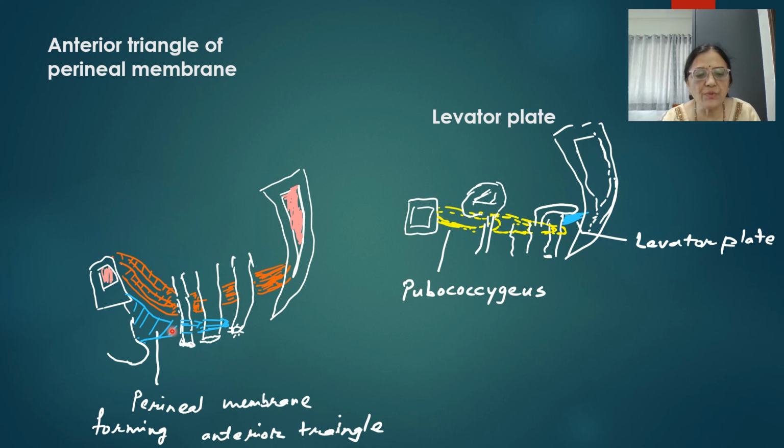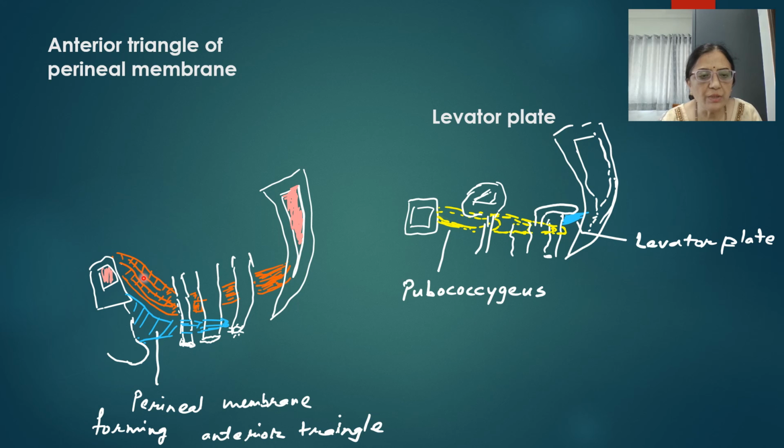So that is the first thing I want to make clear concept wise. What is the pelvic floor? The pelvic floor is the structure which is formed at the base of the pelvis because of the presence of these two structures: one is the pelvic diaphragm and the other is the perineal membrane.